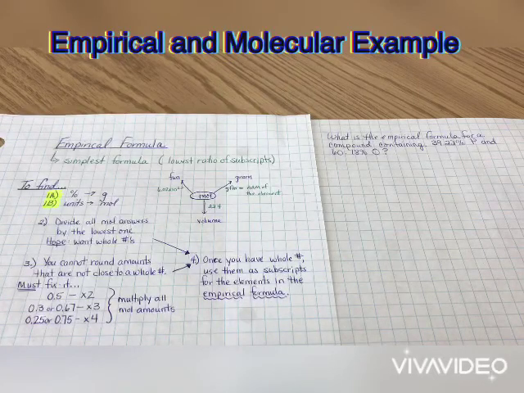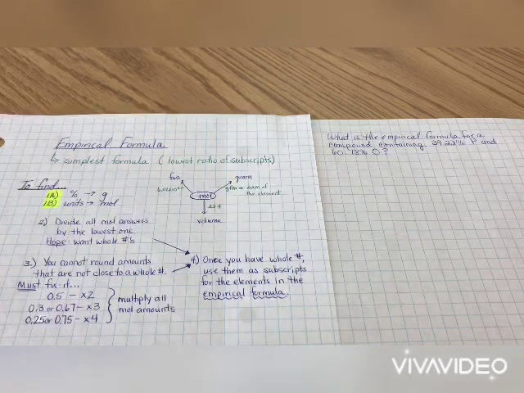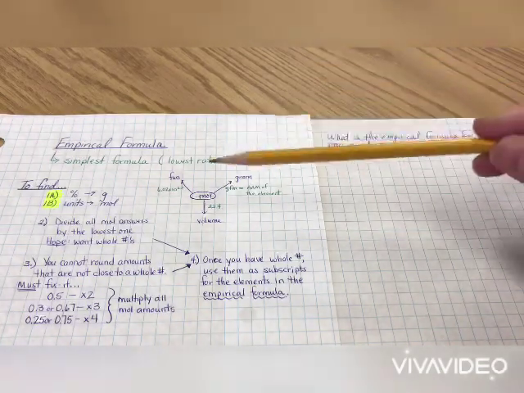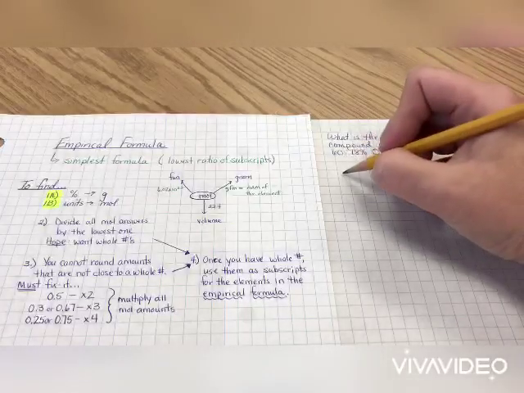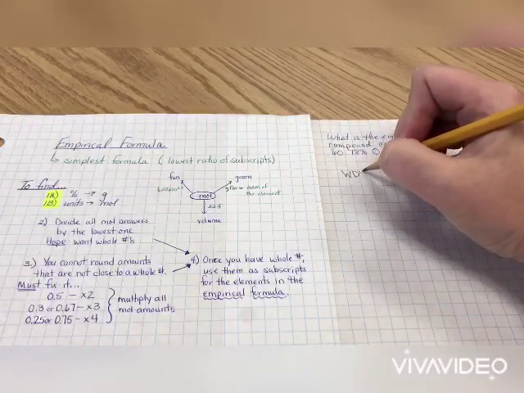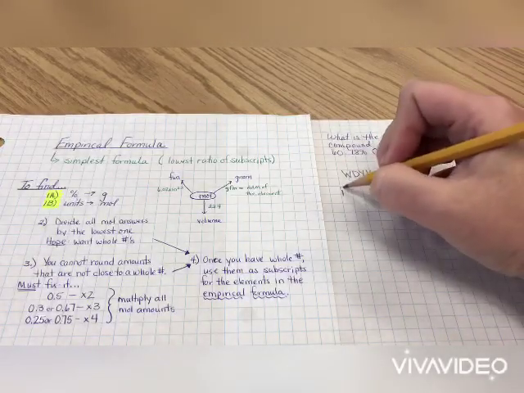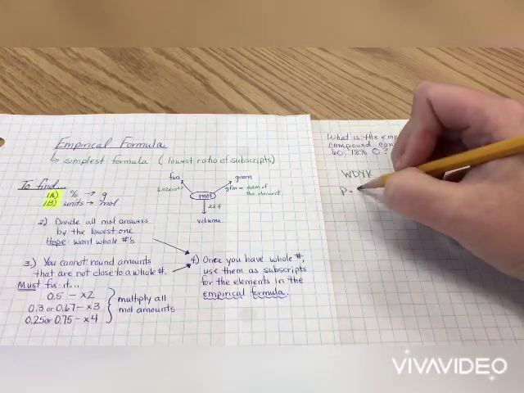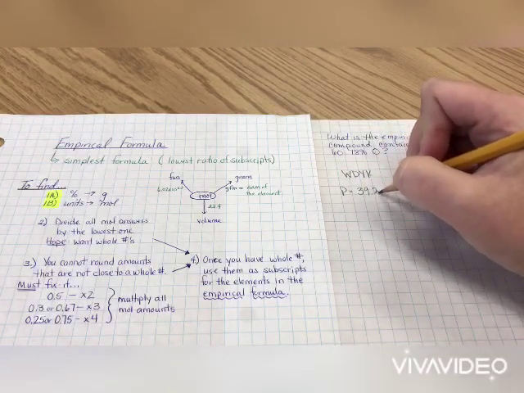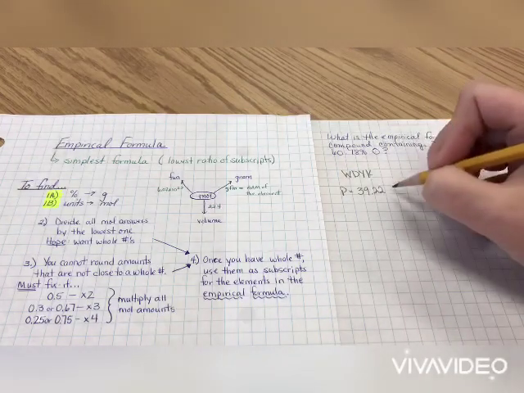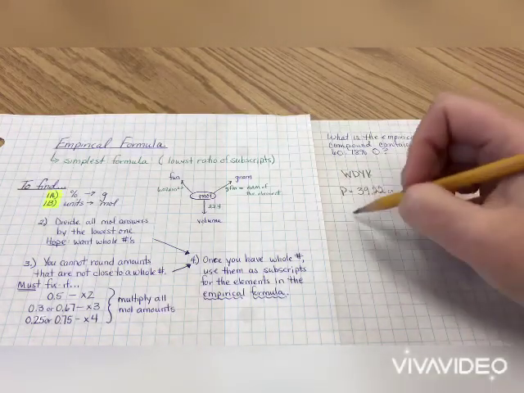In this problem, I'm asked, what is the empirical formula for a compound containing 39.22% phosphorus and 60.78% oxygen? So our step one is to make those percents grams. So in my what do you know, we're going to list the elements. We have phosphorus, and I have 39.22, but instead of writing percent, I'm going to simply make it a gram.